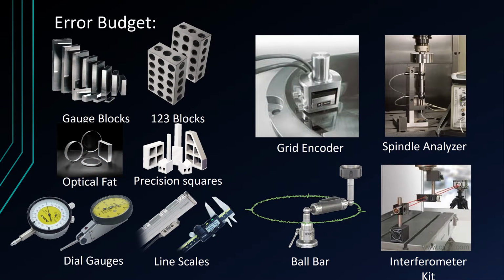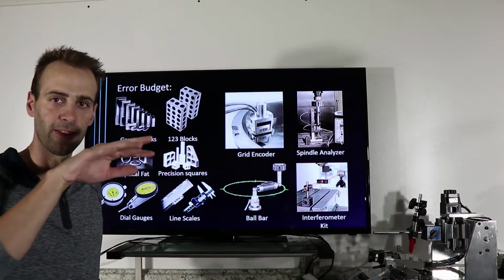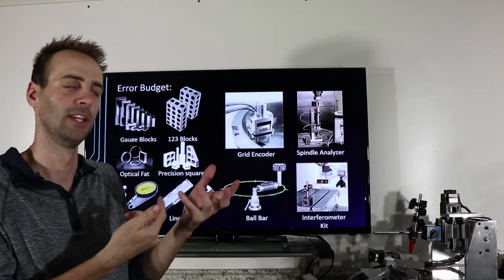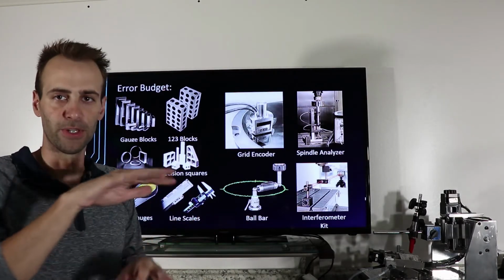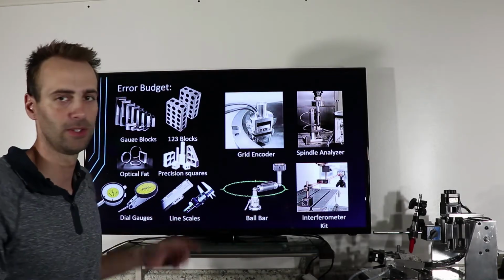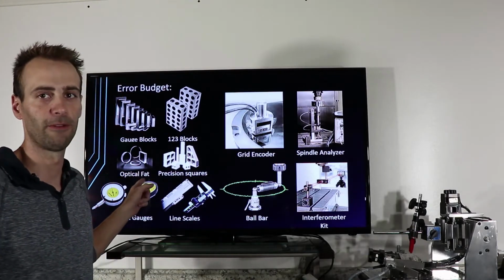So gauge blocks are cheap, and all that is just a piece of rectangular steel with two parallel faces that are ground to a certain number of wavelengths alike, depending on the grade. And a lot of times, if you really need it, you can go to an optical flat. Gauge blocks are pretty rough on top. If you're using a micrometer, the contact area is pretty wide, so you can average over that roughness and it doesn't really matter. But if you're using some kind of light-based sensor or a really small contact patch, get yourself an optical flat, okay?